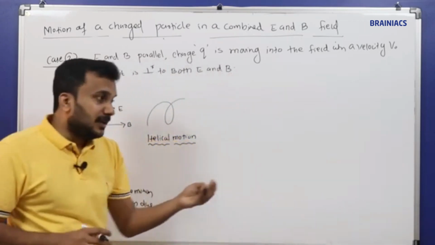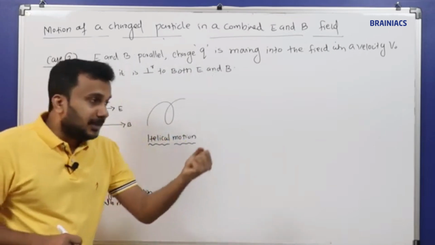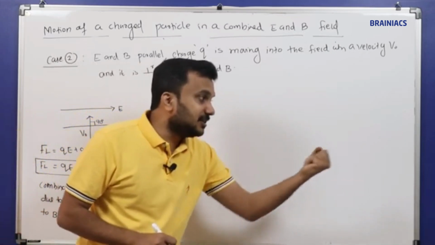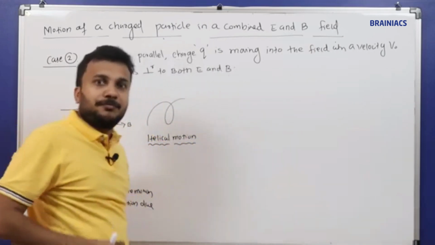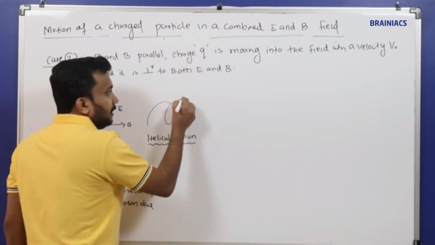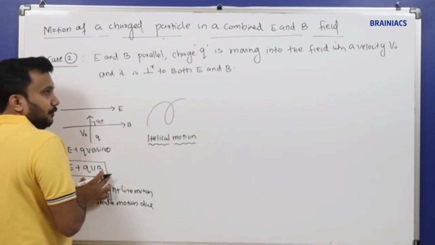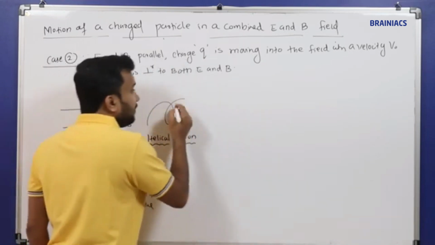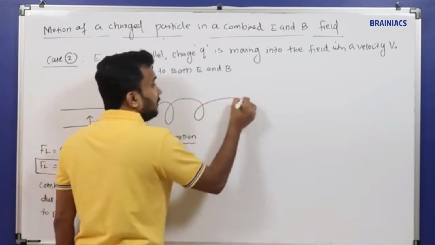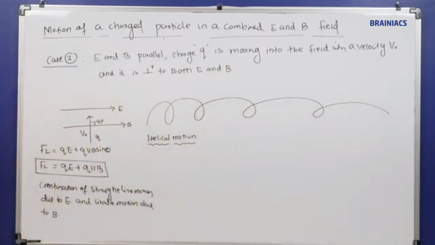If you are moving forward, the electric field strength increases. Electric field strength increases means electrical force increases, which means I will pull it faster in this direction. So what will happen? The magnetic force will be the same, QVB, because the magnetic field strength is constant, but the electrical force increases, so the push towards the right will be high. In this case, the motion is something like this.